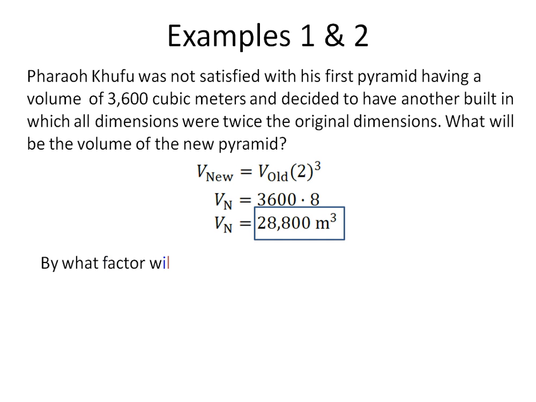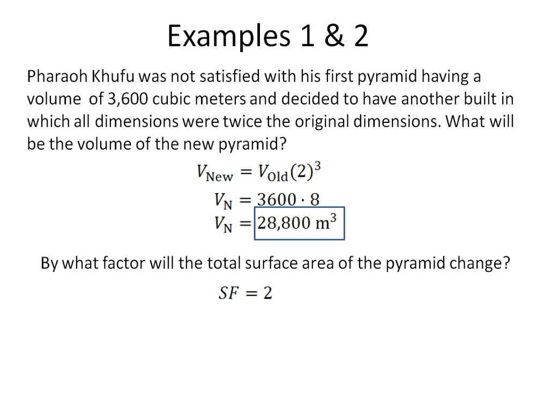Okay, example 2 says by what factor will the total surface area of the pyramid change? Okay, so once again it changed by a factor of 2, so the scale factor is equal to 2. That's our base scale factor. So we've got to square that to get the scale factor of the area, which is going to be 2 squared, comes up to 4 times. So the new surface area will be 4 times whatever the original surface area was.